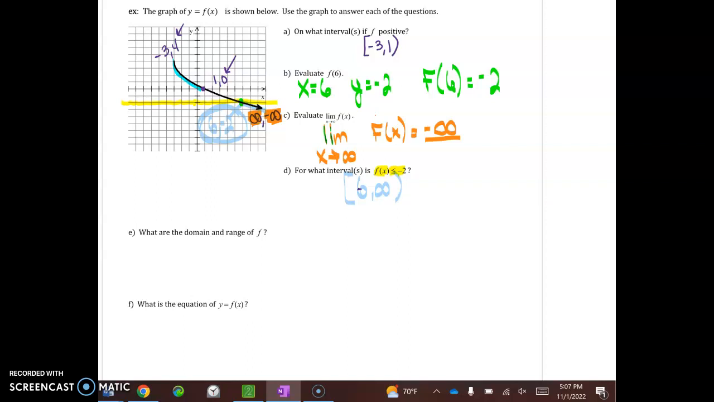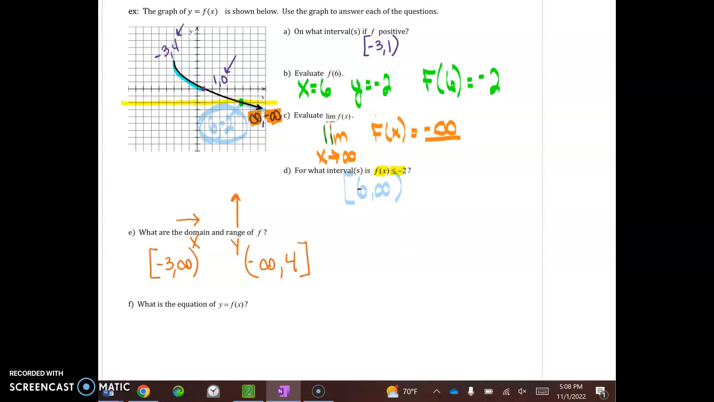Talking about the domain and the range, just remember your domain is x. We want to scan left to right. So my smallest x is -3, and my biggest x is infinity. And my range are the y's. We want to scan up. So my smallest y is -infinity, and my biggest y is 4.